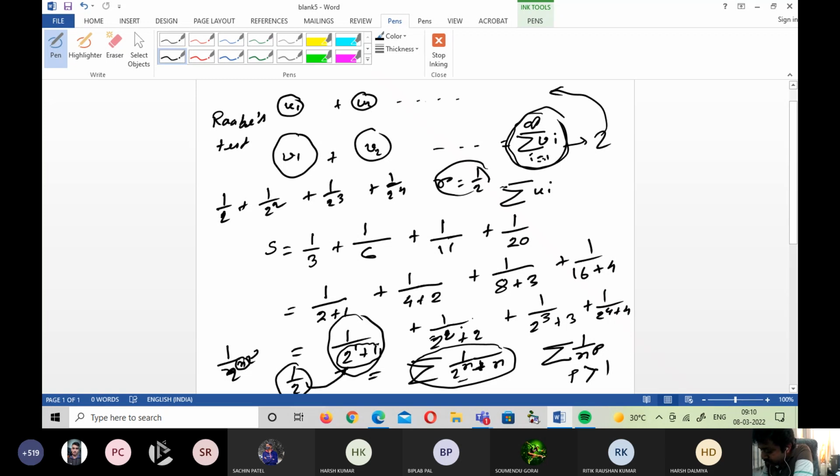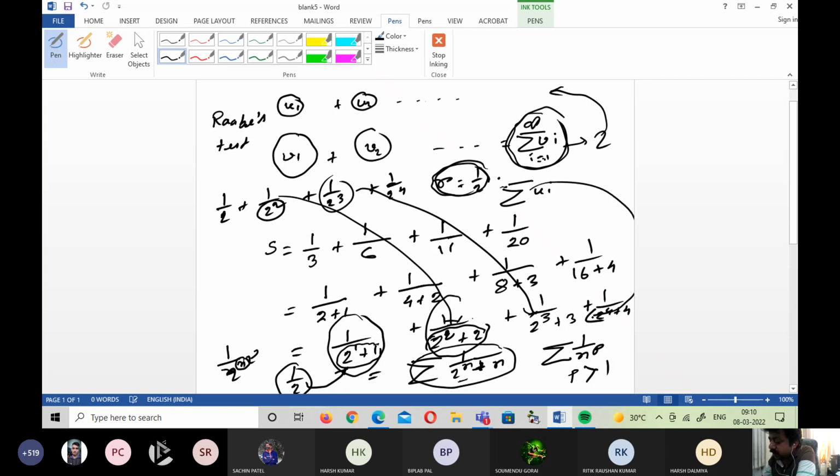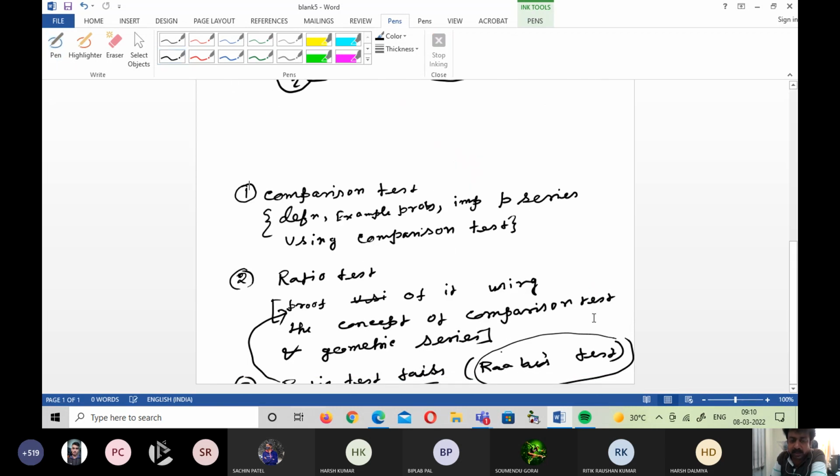Similarly, here 2 square plus 2 is larger than 2 square. So the total value will be lesser. So using the concept of the comparison test, you can easily see that from the geometric series, as R equals half, it is convergent. So obviously the lesser series is convergent. Is it clear to all of you? Yes, sir. If all of you have written, then I shall proceed to the next problem.